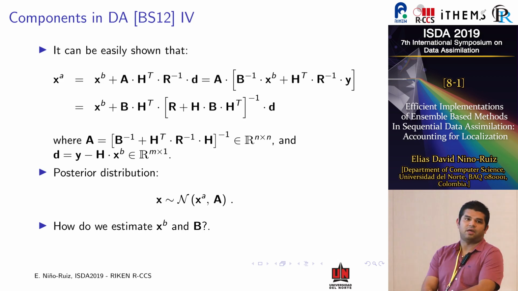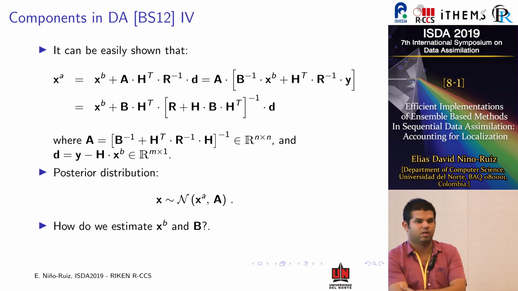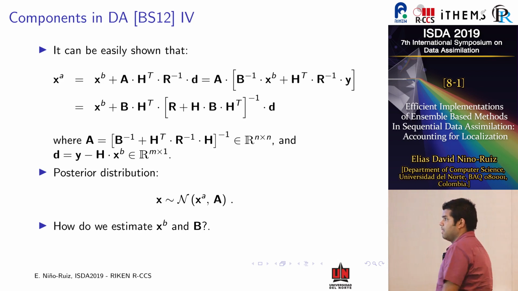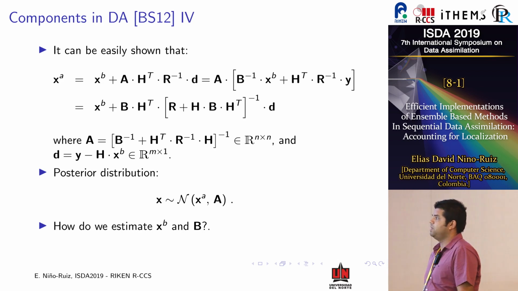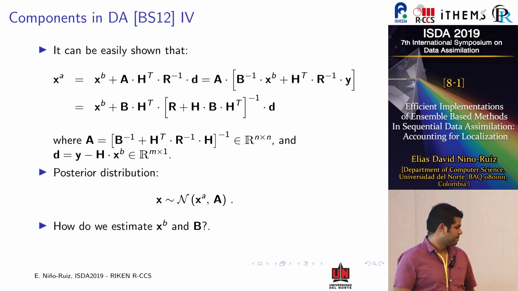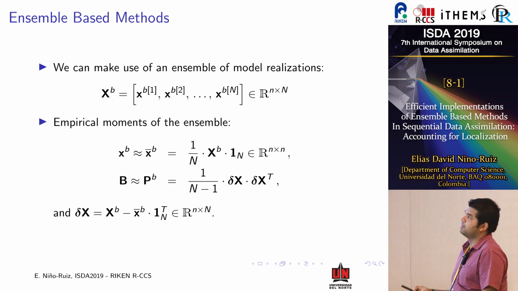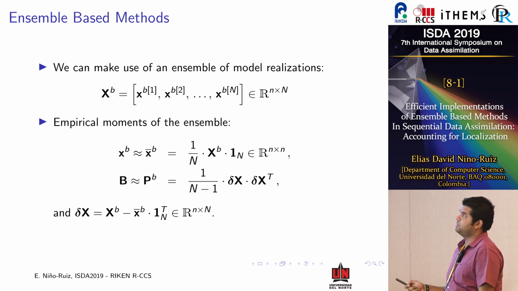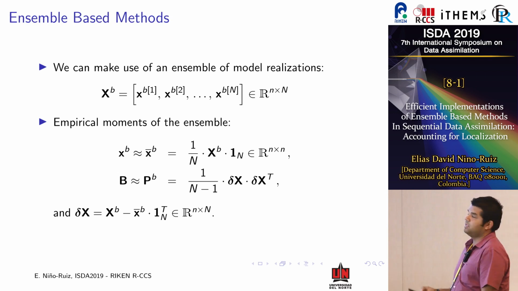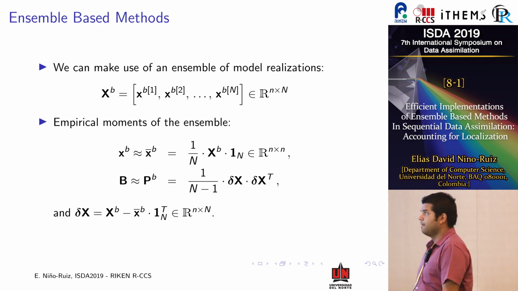Since prior and likelihood function are both Gaussian, the posterior distribution is Gaussian as well with these moments. So the question is, how do we estimate xb and B in order to perform the assimilation of observations? Well, we can make use of an ensemble of model realizations, right? Where each column of this matrix is an ensemble member, and capital N will be the ensemble size, or the number of model realizations.